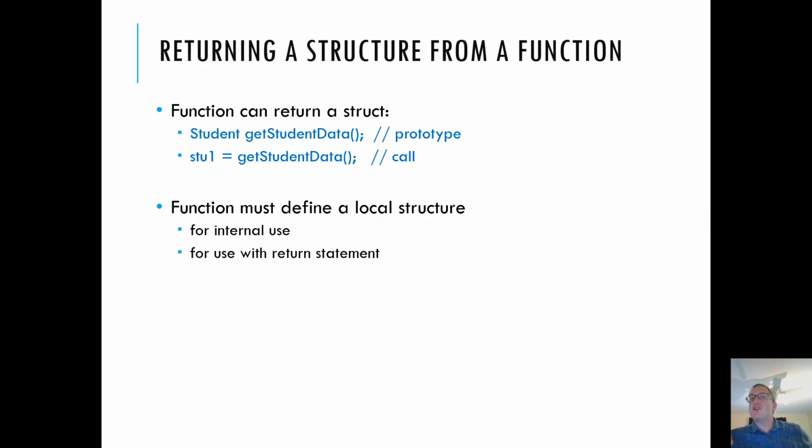I can also return the student. This is where I find it a little weird. So here's my prototype. Get student data. It's going to return a student. Maybe, or make new student data, or whatever I want to call it. So this is going to make a brand new student with set blank fields in it. So I could call stu1 is equal to get student data, and that will make a brand new student and the stu1 will be that brand new student.